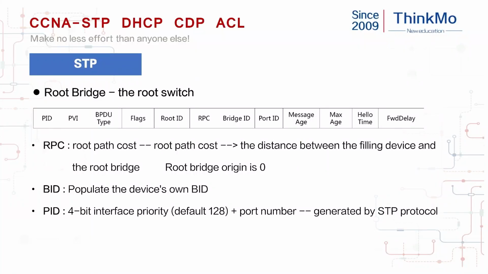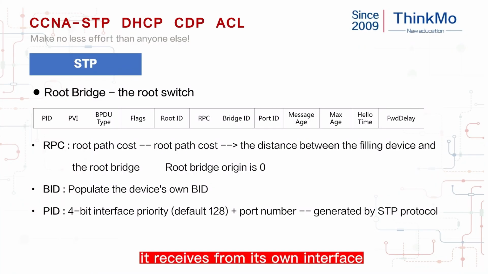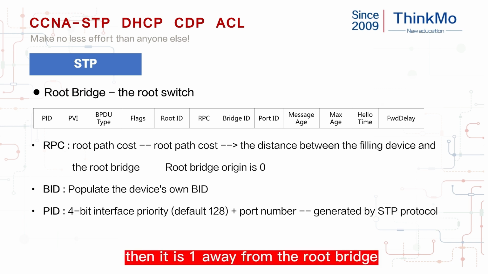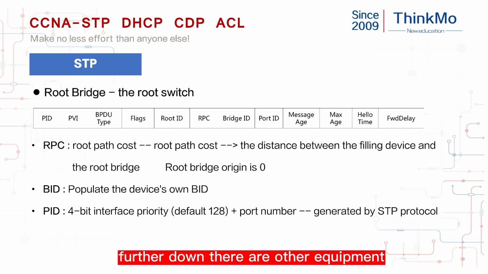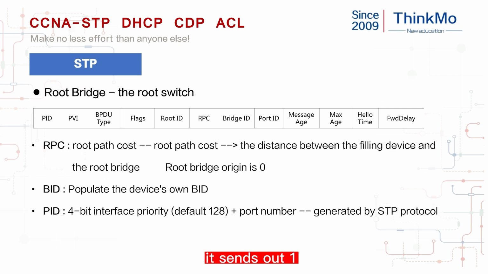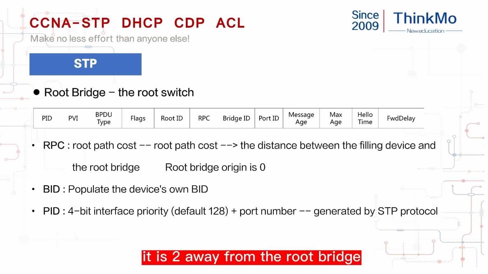For message 1, it receives from its own interface a 0, but it has to add its own. Then it is 1 away from the root bridge. Further down there is other equipment. It sends out 1, and its own interface is 1 plus 1. It is 2 away from the root bridge.